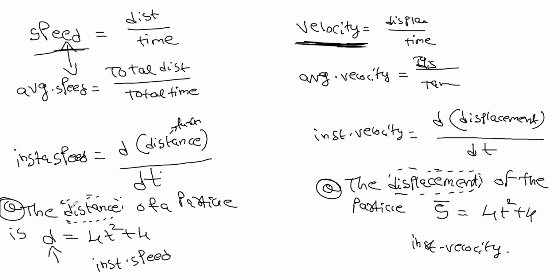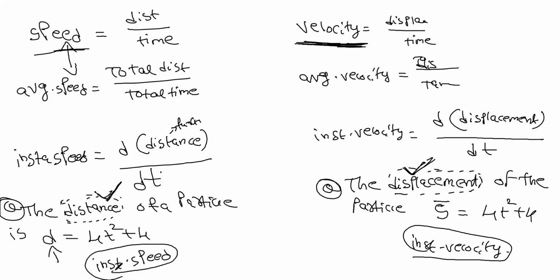It all depends upon whether they are giving distance or displacement. You have to see this. If you differentiate distance, you will get instantaneous speed. If you differentiate displacement, you will get instantaneous velocity. That is the only difference between instantaneous speed and instantaneous velocity.